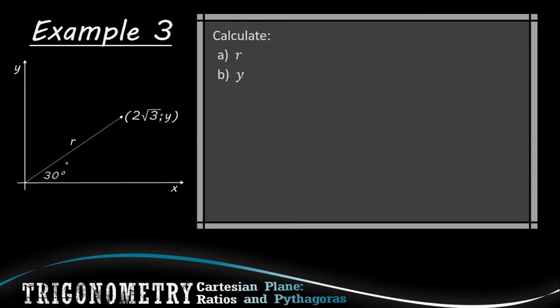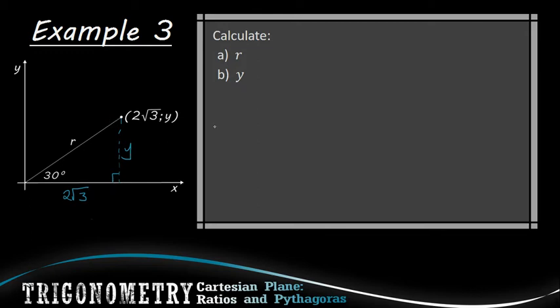Then for example 3, this one's a bit different. In this case, we've got our degree, the angle. So once again, we construct this right angle triangle. But now our y is unknown. So this is y and this is 2 square root of 3. And first of all, we need to calculate r. So we can't use Pythagoras because we only have one side.